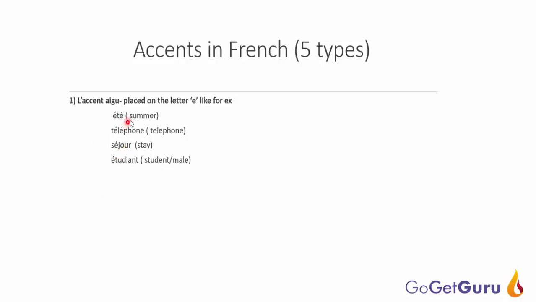So let's do a quick recap of this aigu. Aigu is basically placed on only and only the letter E and nothing else. Only E, accent aigu. It is basically a line that goes towards your right, towards the top. It's like a stick that goes from left to right. So you have to place it only on the right hand side, like this line on top. So it's called accent aigu.